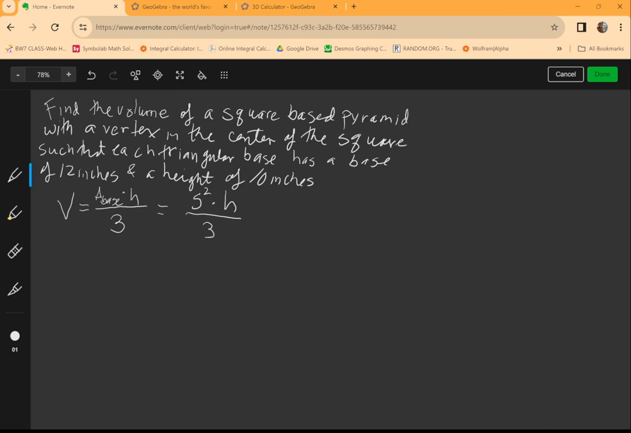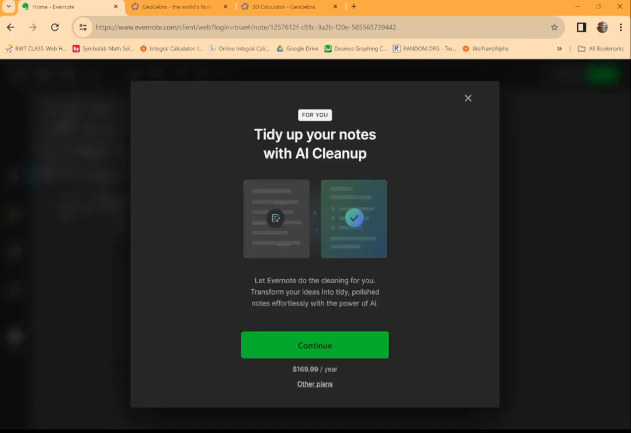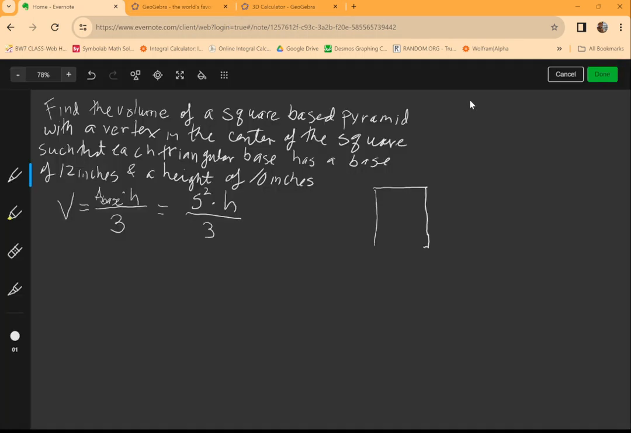Okay, so I know the base looks like this, and this is what one of the faces looks like. And they tell us something about the base. This triangular face has a base of 12 inches and a height of 10 inches. Now, this does not tell me the height of the pyramid. This is what we call the slant height.